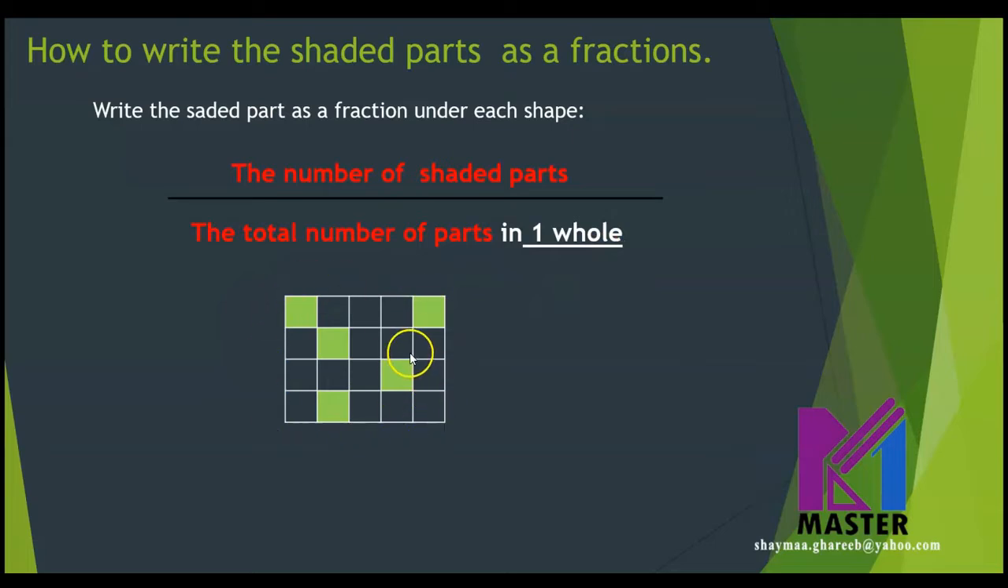I have a shape here. It has shaded parts. If I want to write these shaded parts as a fraction, I will write the number of shaded parts. How many shaded parts are there? 1, 2, 3, 4, 5. 5 over the total number of parts in the one whole, or in the whole shape. How many parts in total? 1, 2, 3, 4, 5 and 1, 2, 3, 4. 4 times 5 equals 20. So it will be 5 over 20.